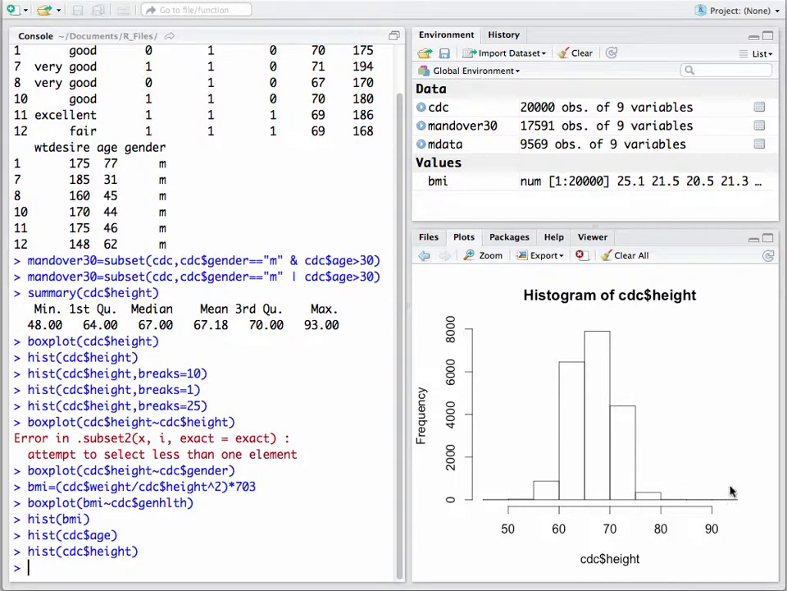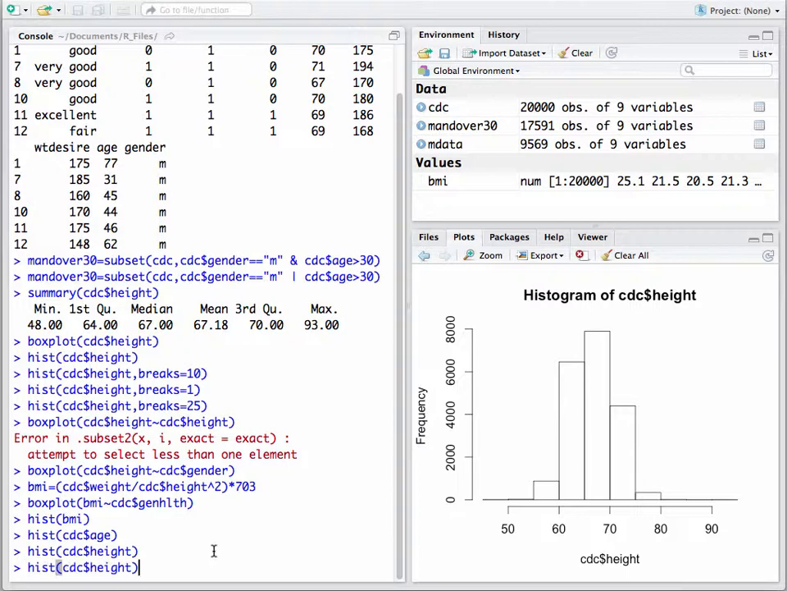As we looked at this one earlier, that one looks like it's approximately bell-shaped. It's got kind of a bell shape to it, more or less symmetric when we talk about the heights. All right, one more time on the breaks command.